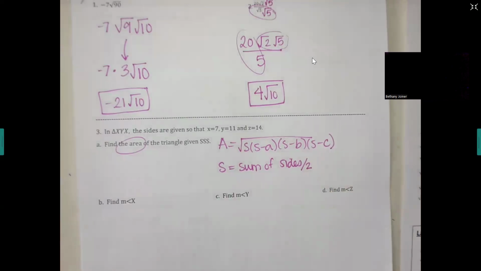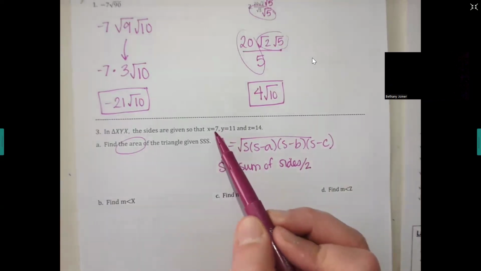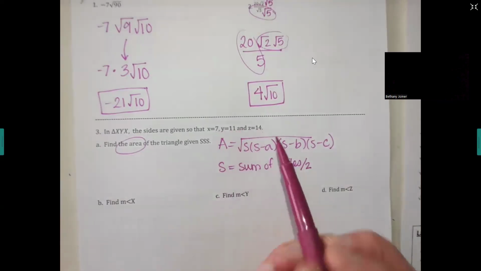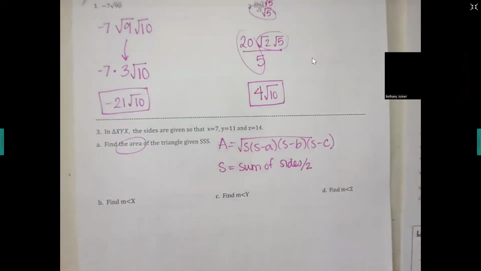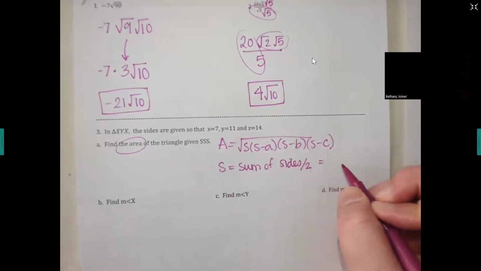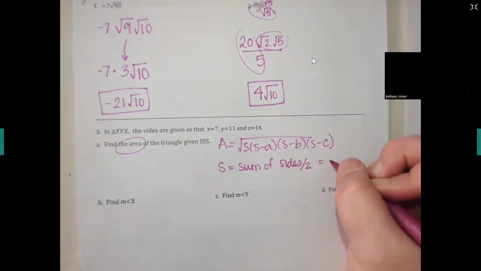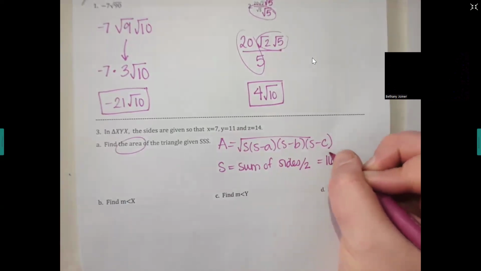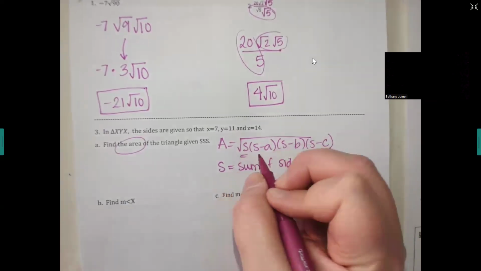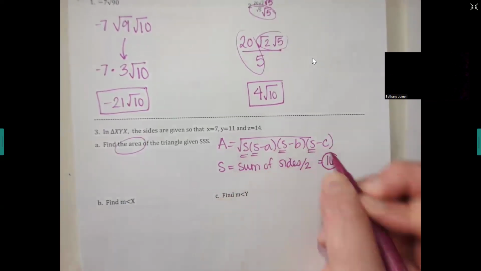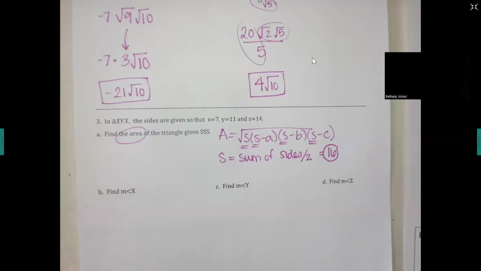In your calculator, add up 7 plus 11 plus 14. 7 plus 11 plus 14. Okay, what's your total sum? 32. Now divide it by 2. 16 is going to be your S. And you're going to put that in every little S spot under the square root. Then remember the A, the B, and the C are the sides that you have.